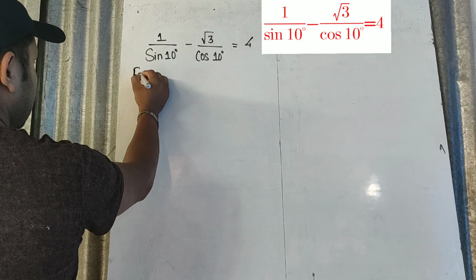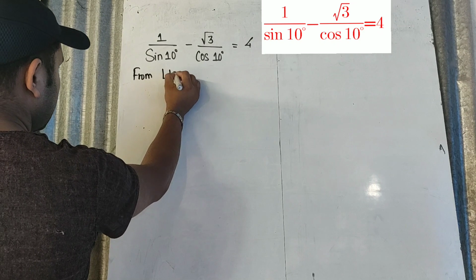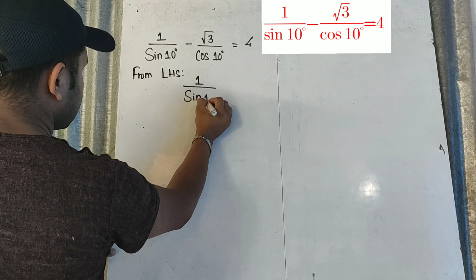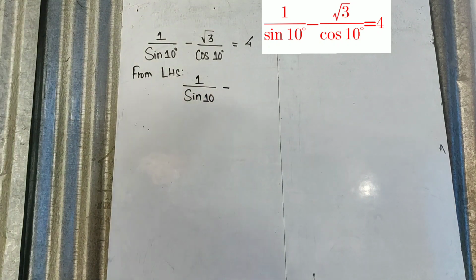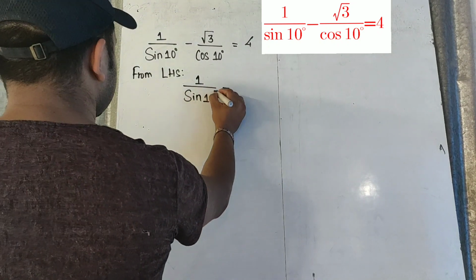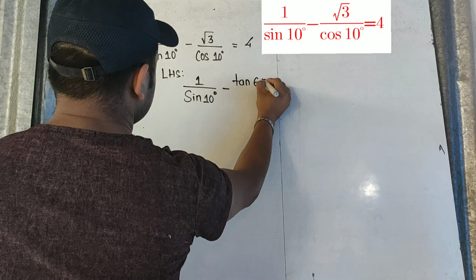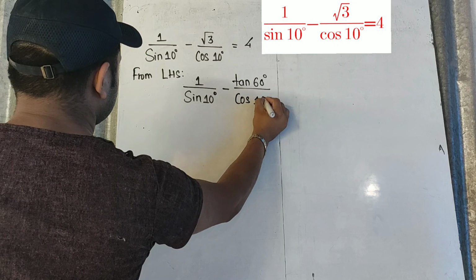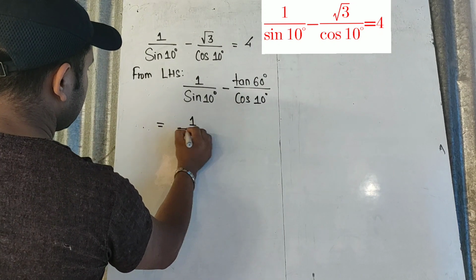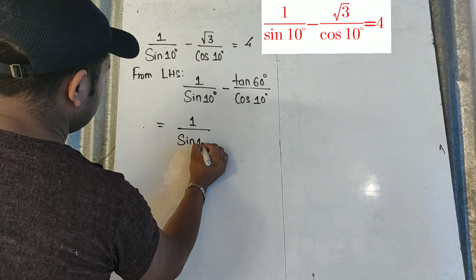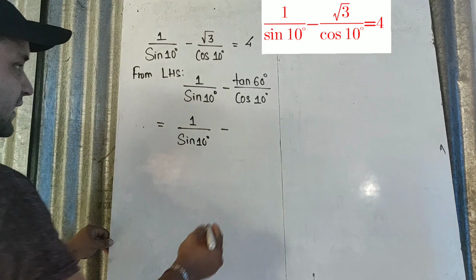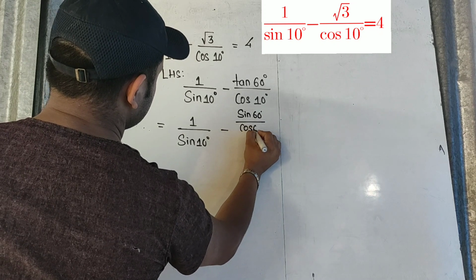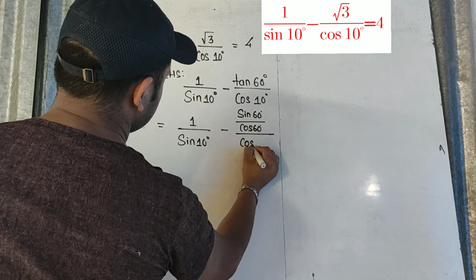Starting from LHS, you have 1 by sine 10. Now you have root 3 here. So we all know that root 3 is tan 60 degree. So in place of root 3, we are going to write tan 60 degree by cos 10, equals to 1 by sine 10. Now tan 60 degree can be written as sine 60 by cos 60 by cos 10.